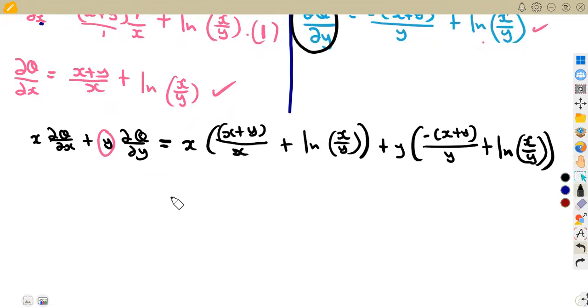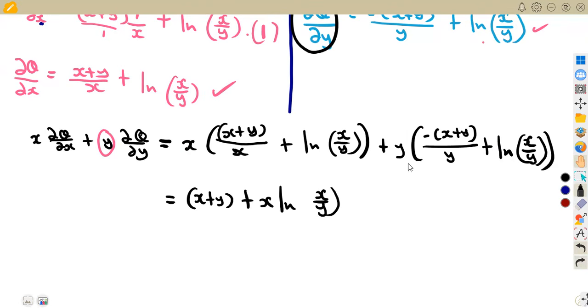All right, let's simplify. So if we multiply here, x is going to affect everything. So it's x and x inside the bracket. This x and this x are going to cancel. We remain with the bracket of what? X plus y. So it's going to be x plus y. Then x multiplies ln. So it's going to be plus x, the ln of x over y, like that. All right. The same thing here. Y multiplies this. So it's going to multiply.